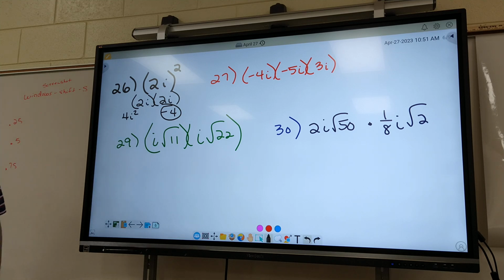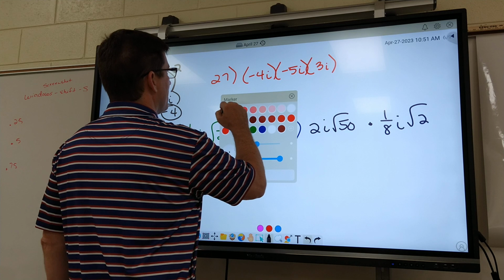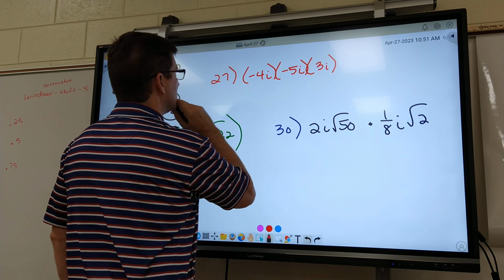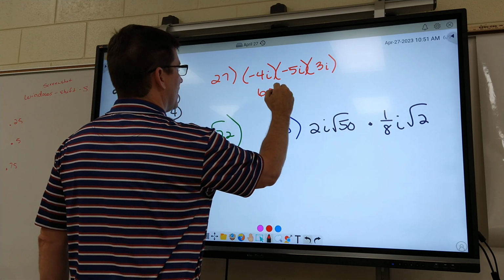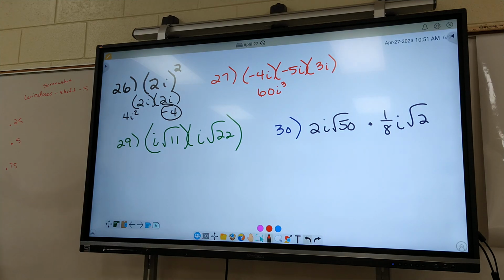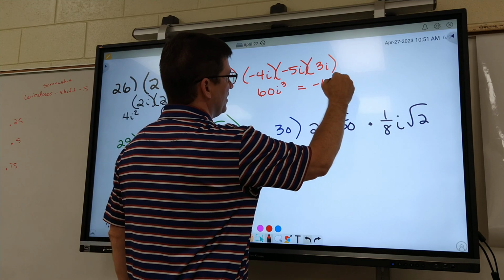All right, y'all should be able to do 27. Go. When we times these three numbers together in the front, negative 4 times negative 5 times 3. Positive 60, right? You got an i to the third, because we got 3 i's, right? Now how does that change it? So my answer is negative 60i.